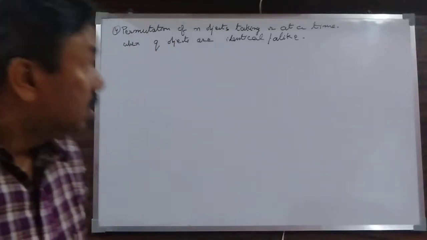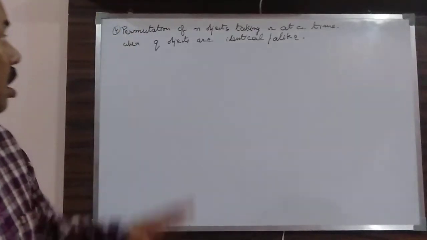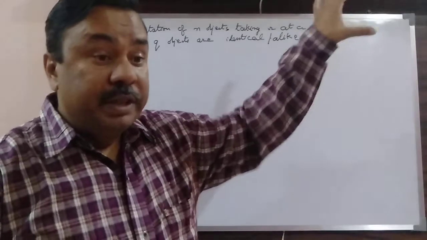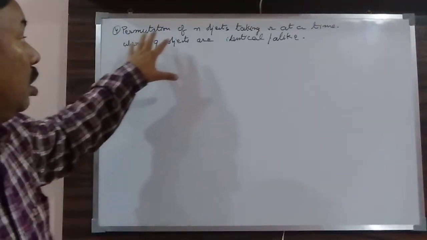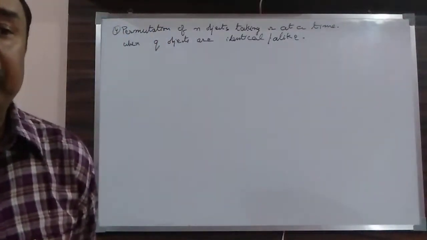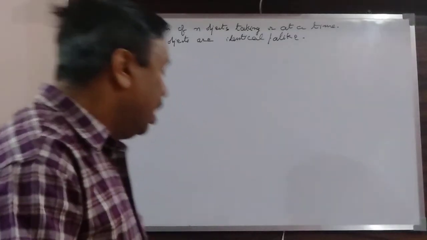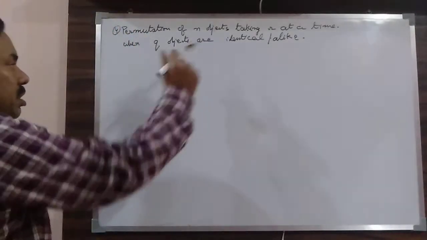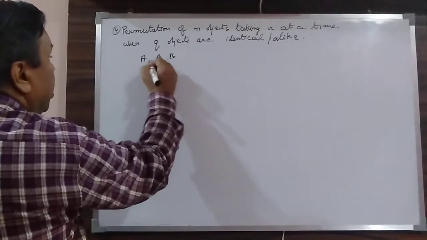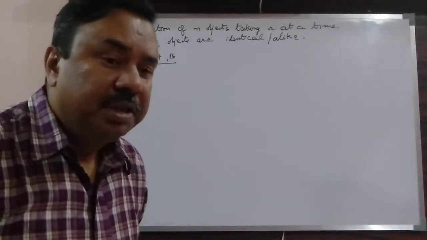Okay, now the fourth condition. I have written the permutation of n objects taking r at a time as usual. The specific condition is that out of these n objects, q objects are identical or alike. Then what will happen? See what happens. Before going to this, I will give you an example. Suppose that you are given A, A and B. You have got three objects.